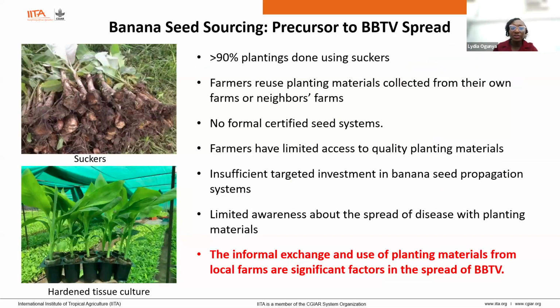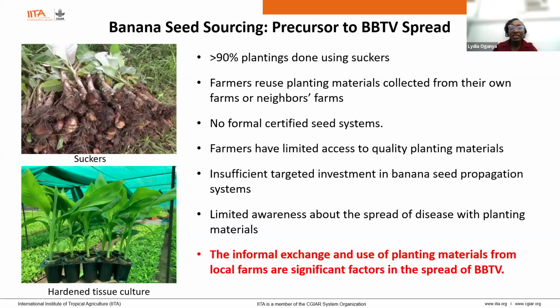Now we want to talk about seed sourcing. What is the banana seed sourcing system in Ogun State? We see the display of suckers and tissue culture. But it's alarming that over 90% of the planting materials used in the region are suckers. And farmers prefer reusing planting materials collected from their own farms or neighboring farms, talking about social interaction. And there has been a limited certified seed system. There is no certified seed system when you compare to other grains. So the banana seed system in the region is basically through social interaction.